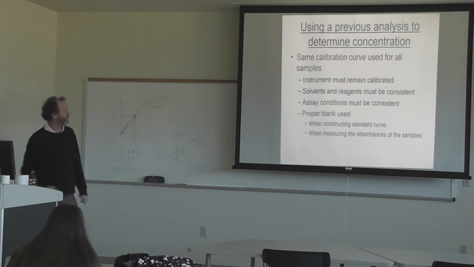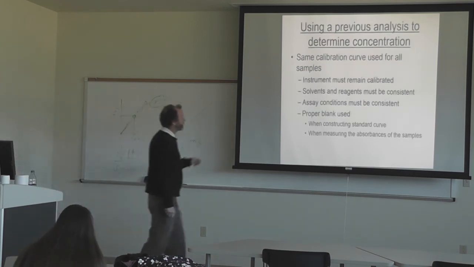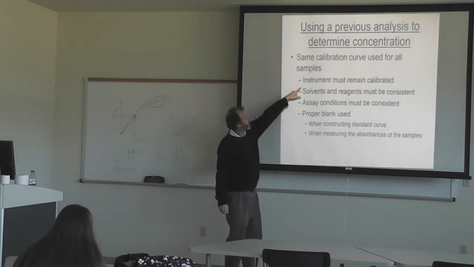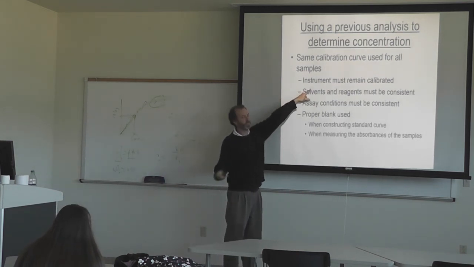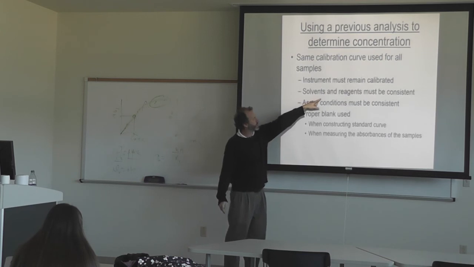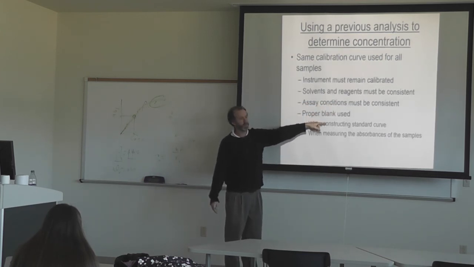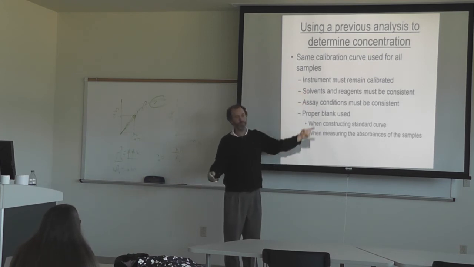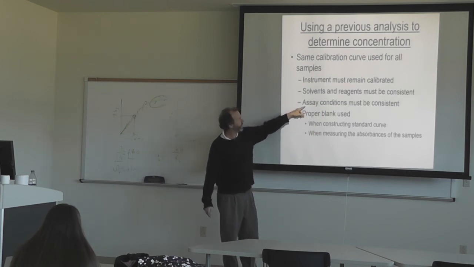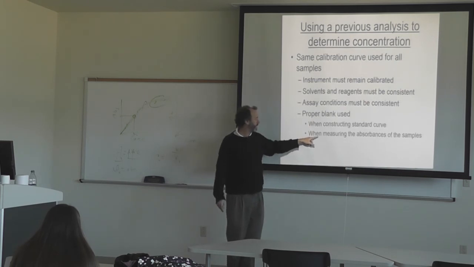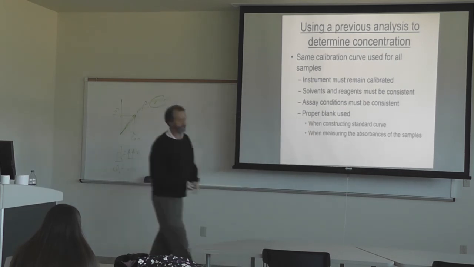So, using previous analysis to determine common concentration, the same calibration curve is used for all samples. The instrument has to remain calibrated. Solvents and reagents have to be consistent. Assay conditions have to be consistent. If the air conditioner is broken when you did the first time, it must be broken the second time too, because the temperature is going to affect absorbance. The proper blank has to be used both when constructing the standard curve and when measuring the absorbance of the samples.